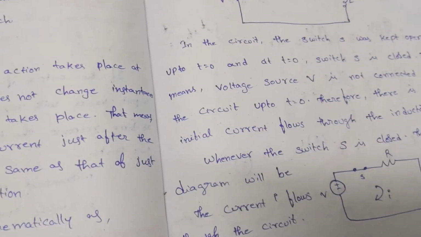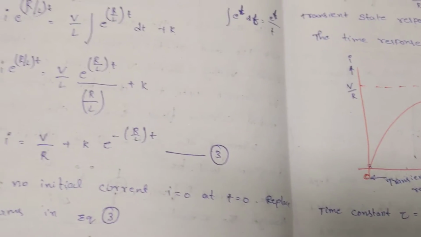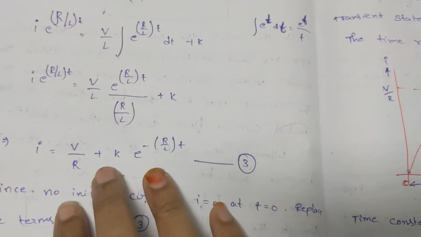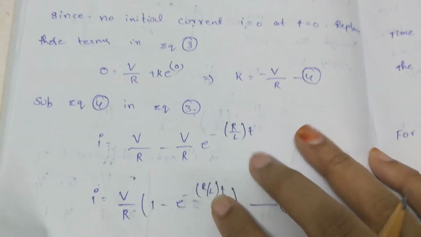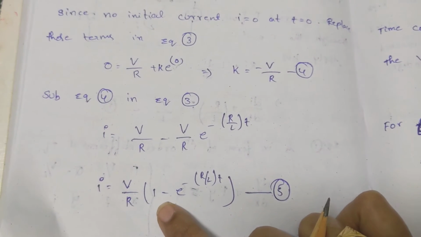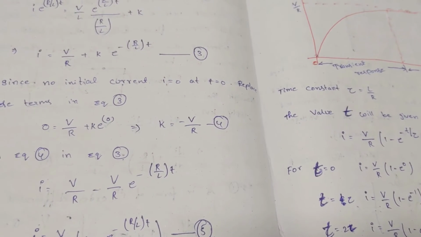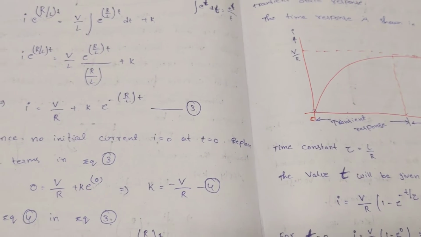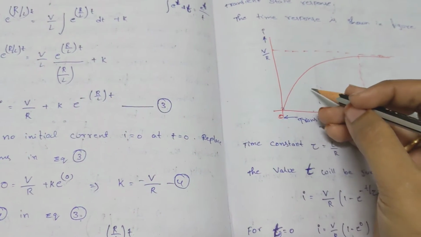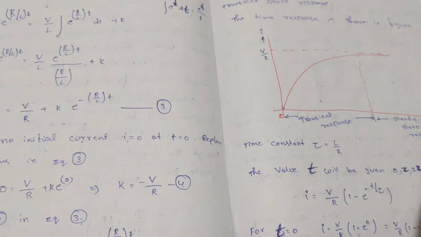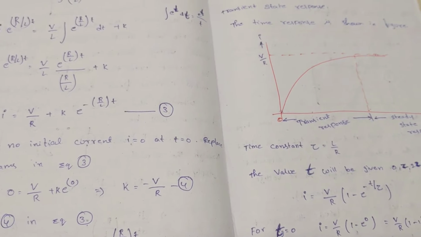So we simply apply our KVL and find out the current equation based upon the steady and transient state, and we plot the graph for a particular time. Time starts from 0 to tau, up to different time constants, and we plot the graph.